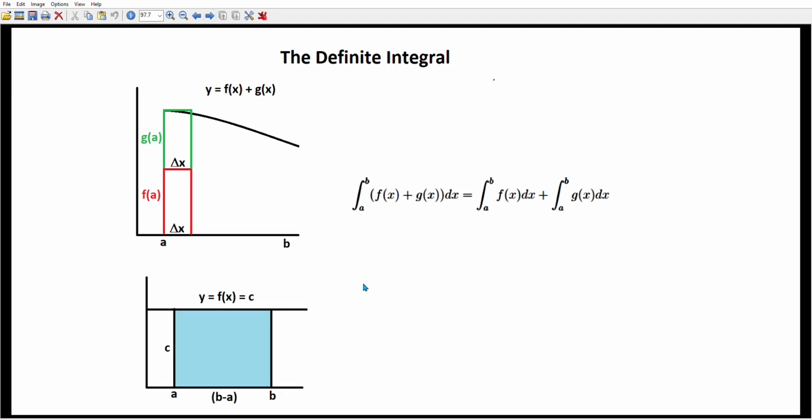Suppose our function is a constant. Well, in our region, it's actually a rectangle. The length of the base is b minus a, and the height is c, the function value. And obviously that area better be the area of that rectangle, which is c times b minus a, and that is in fact exactly what's true. The definite integral between a and b of c dx is c times b minus a.